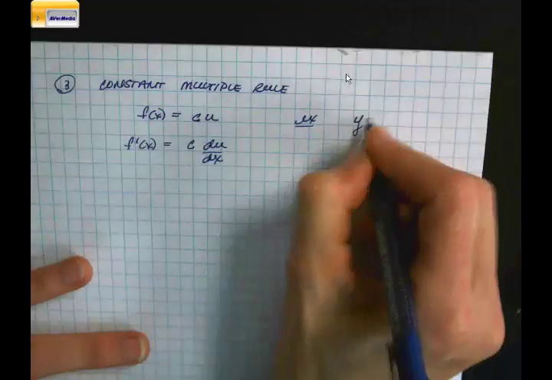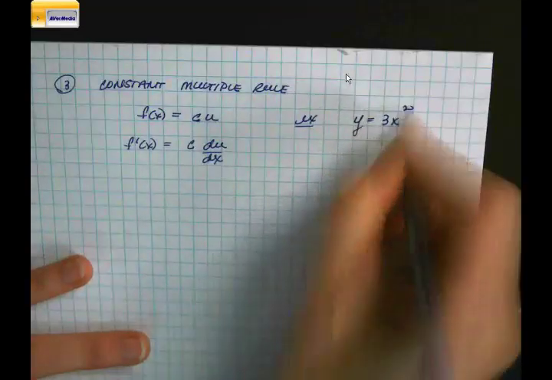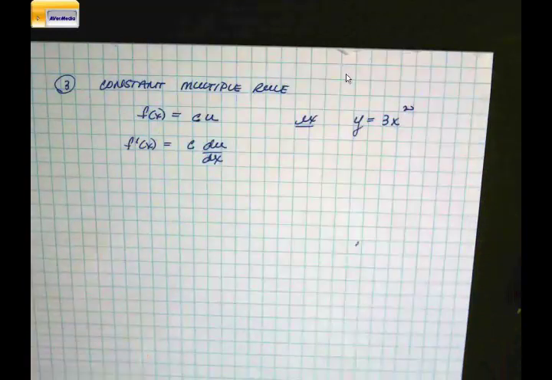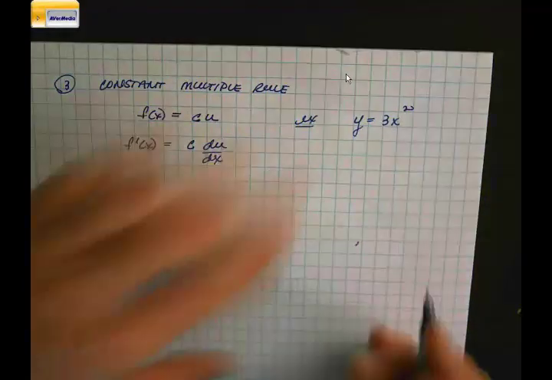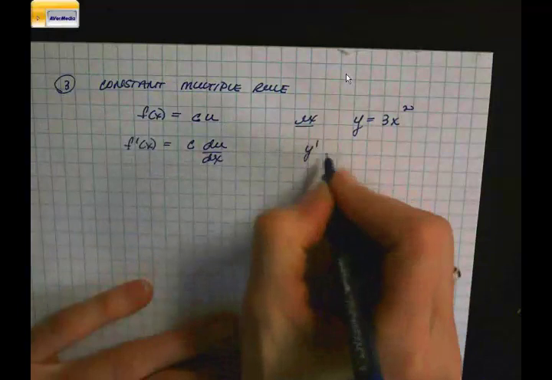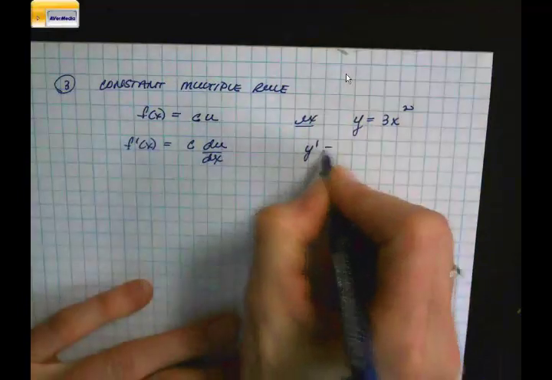Suppose you have y equaling 3x squared, and you're going to take the first derivative of y. We usually call it y prime, but it's also called dy dx.